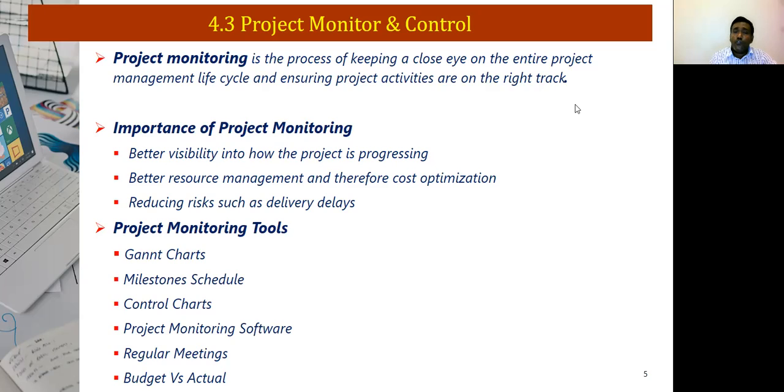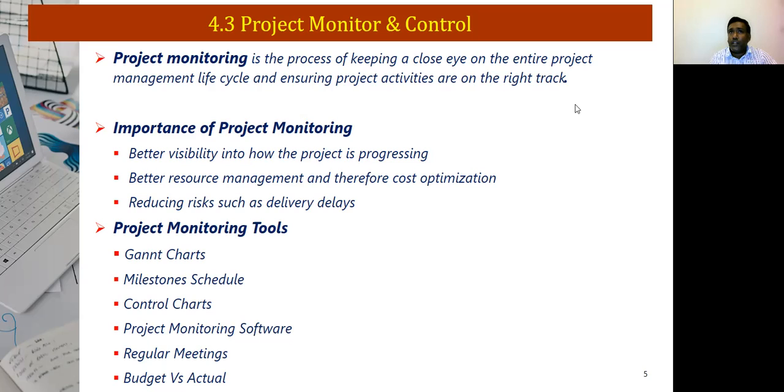Also, better resource management, to see how efficiently we have managed the resources. It can also lead to cost optimization. And while the project is being monitored, it also reduces the risk of delivery. How are we going to monitor? Well, these tools have already been defined in the planning stage. You have the Gantt chart, milestone schedule, control charts, project monitoring software, regular meetings, and budget versus actual.